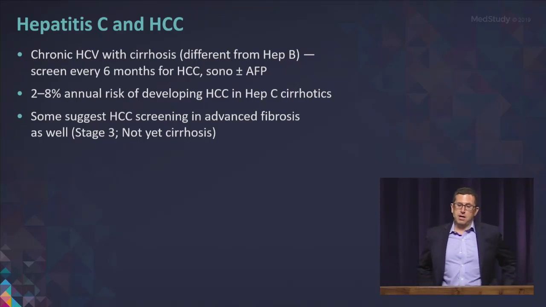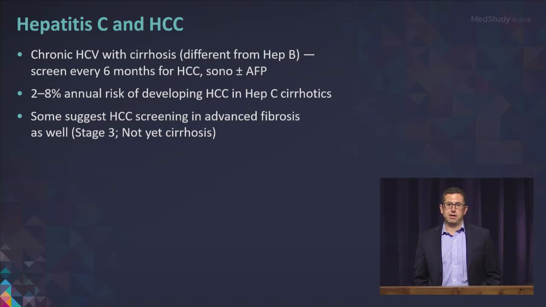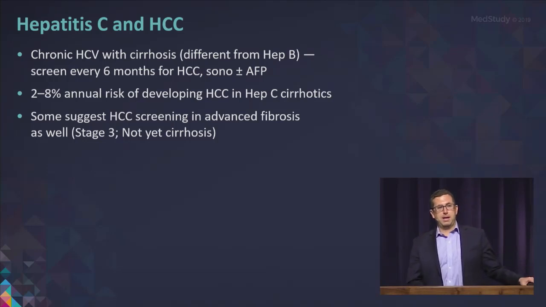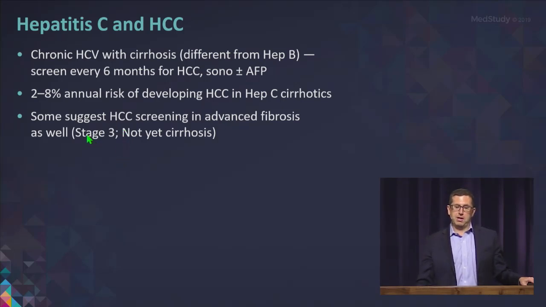Hepatitis C and HCC. Chronic Hep C with cirrhosis is when you're going to do HCC screening in Hep C. So that's a little bit different than Hep B, right? I was saying in Hep B, there are a lot of non-cirrhotic groups that are going to get screened for HCC, but really the main risk factor for HCC and Hep C patients is cirrhosis. However, some do suggest screening patients with advanced fibrosis, not just cirrhosis. So stage 4 would be cirrhosis. Stage 3 is advanced fibrosis, and a lot of people will screen stage 3 and 4 patients as well.